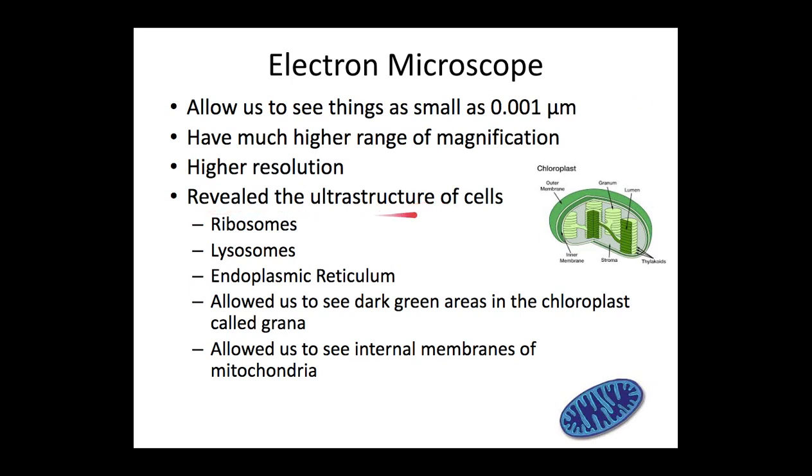They can also reveal the ultrastructure of cells, including ribosomes, lysosomes, the endoplasmic reticulum. They allow us to see dark green areas in chloroplasts called grana, and they also allow us to see the internal membranes of the mitochondria.